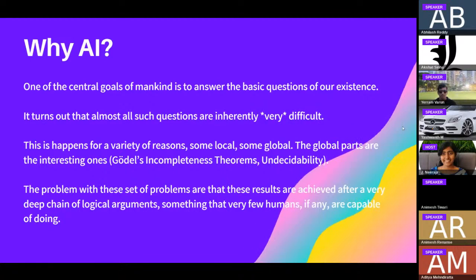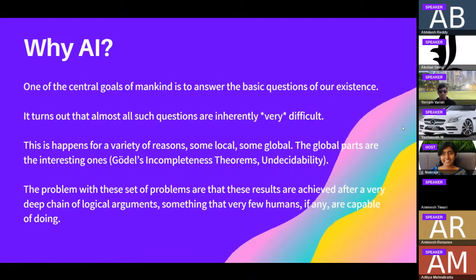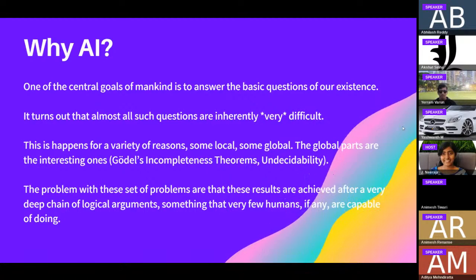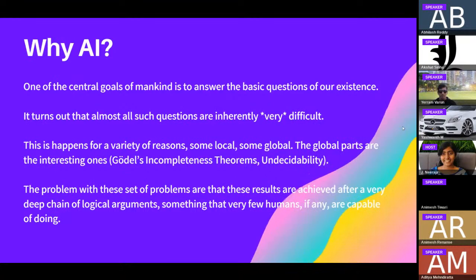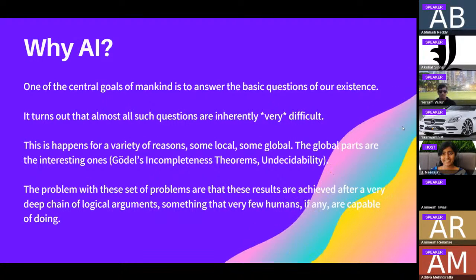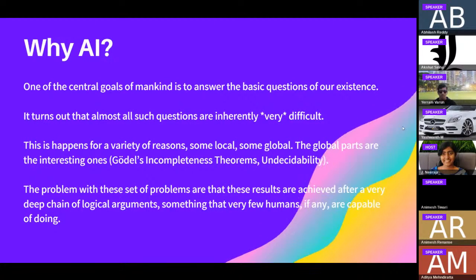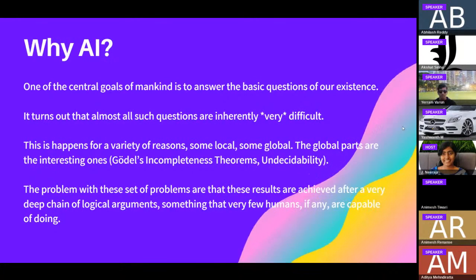So I hope you can understand how profound its effect is, that you cannot ever make any theory from which you can derive all the results about natural numbers. And this has a very profound impact on not just philosophy but on mathematics too.